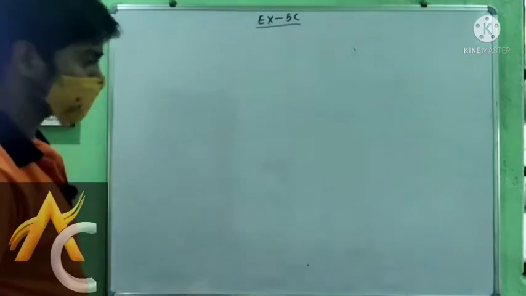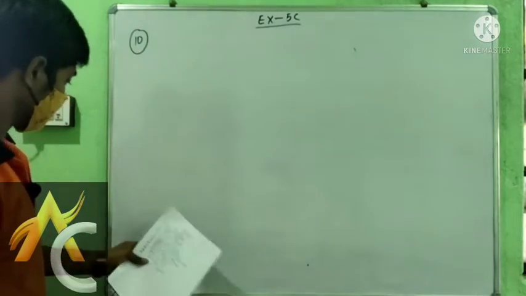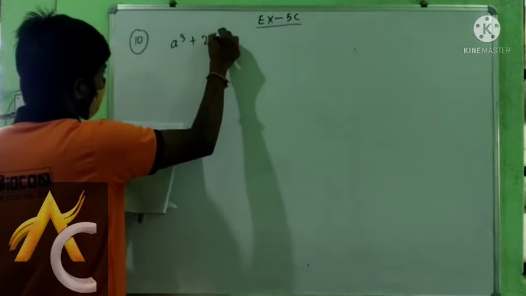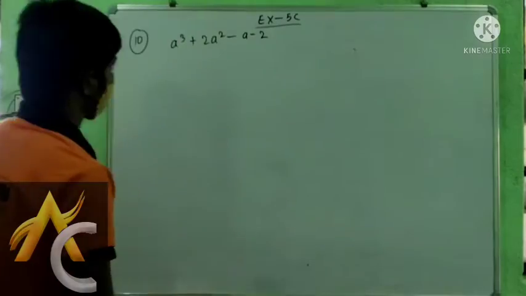Now question number 10. Question number 10 is also simple. It is a cube plus 2a square minus a minus 2.